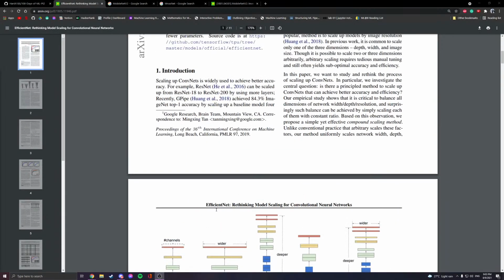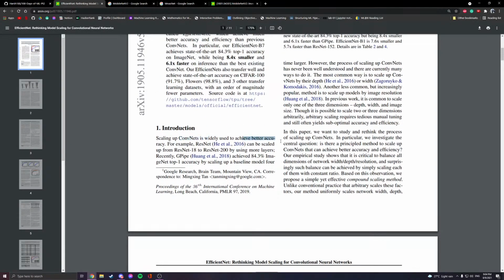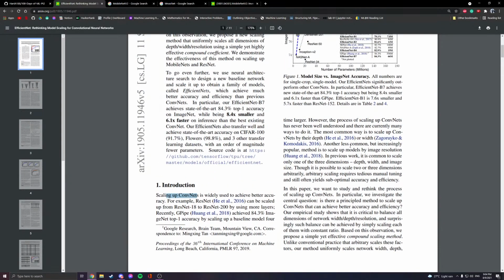All right, so let's talk about the introduction. First things first, what they say is that scaling up any ConvNet makes it achieve better accuracy, and it's a common, widely used tactic to achieve better accuracy and better performance for any single model. But there's an extent to which you can just arbitrarily increase the network and expect it to do better, just because eventually it's going to overfit.